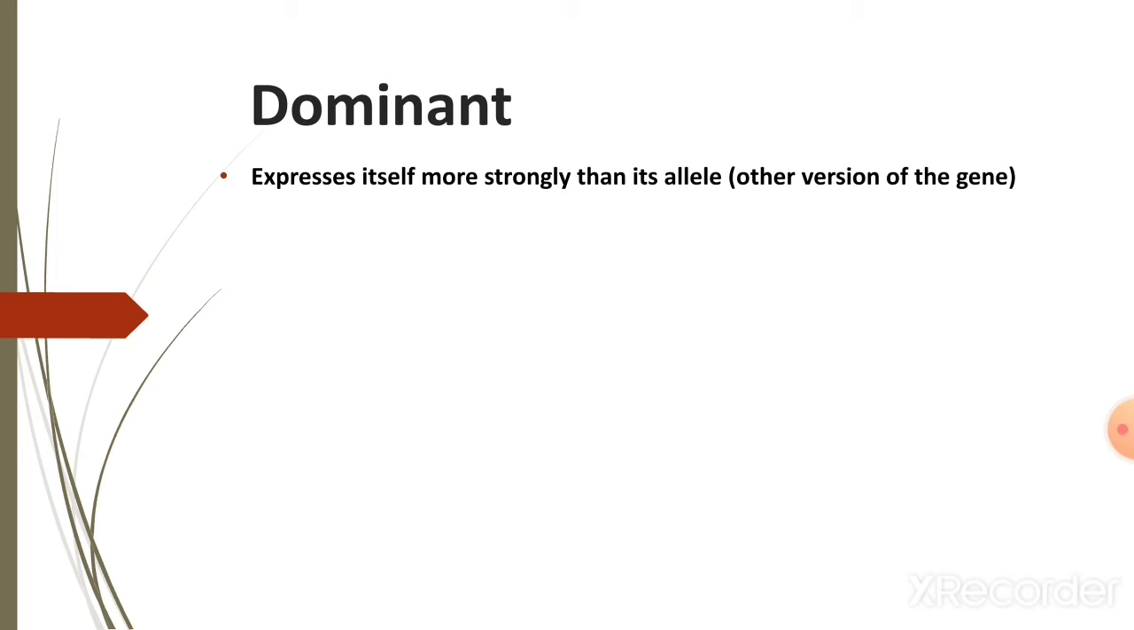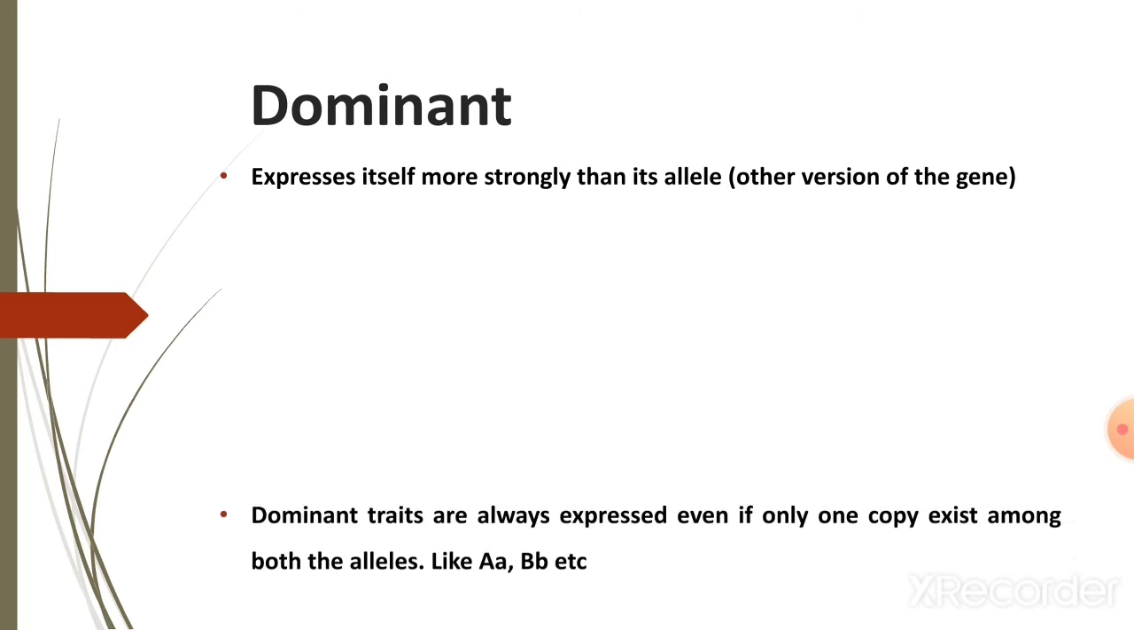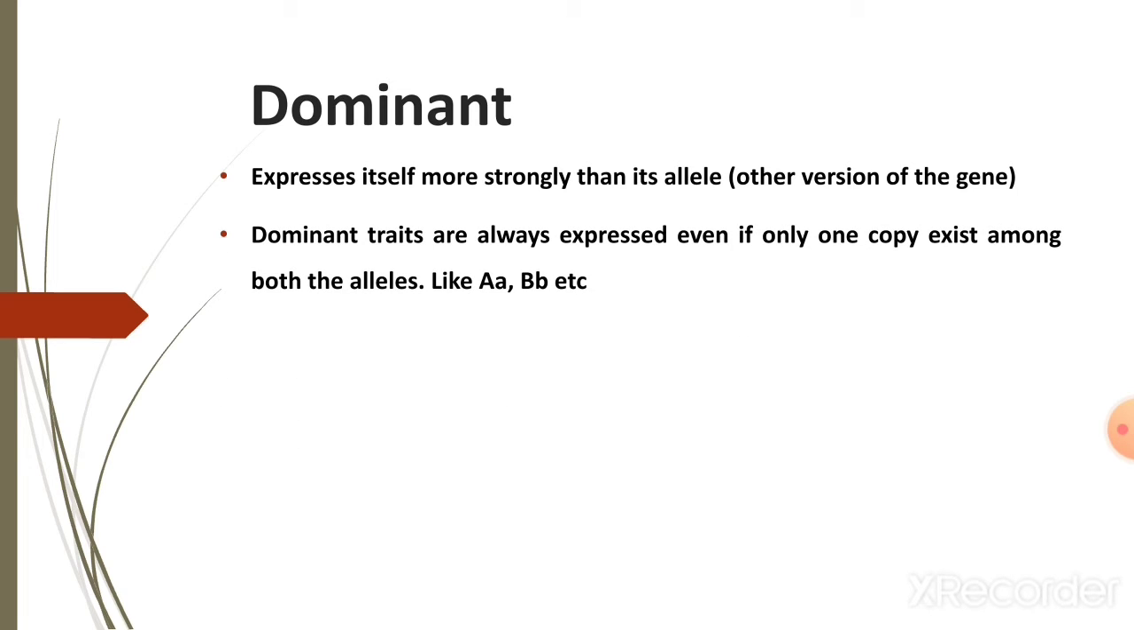A dominant gene, or a dominant version of a gene, is a particular variant of a gene which for a variety of reasons expresses itself more strongly all by itself than any other version of the gene which the person is carrying, and in this case the other is known as the recessive. Dominant traits are always expressed even if only one copy exists among both the alleles. A dominant allele is denoted by capital letters.